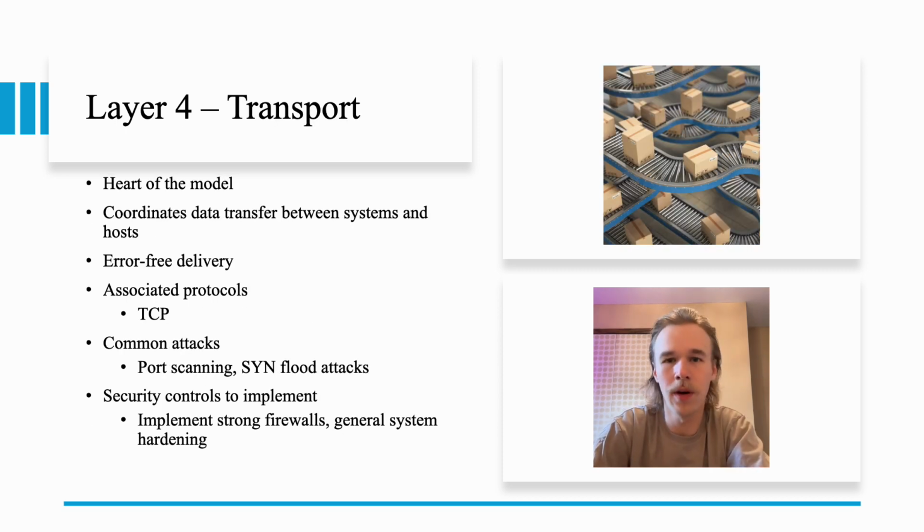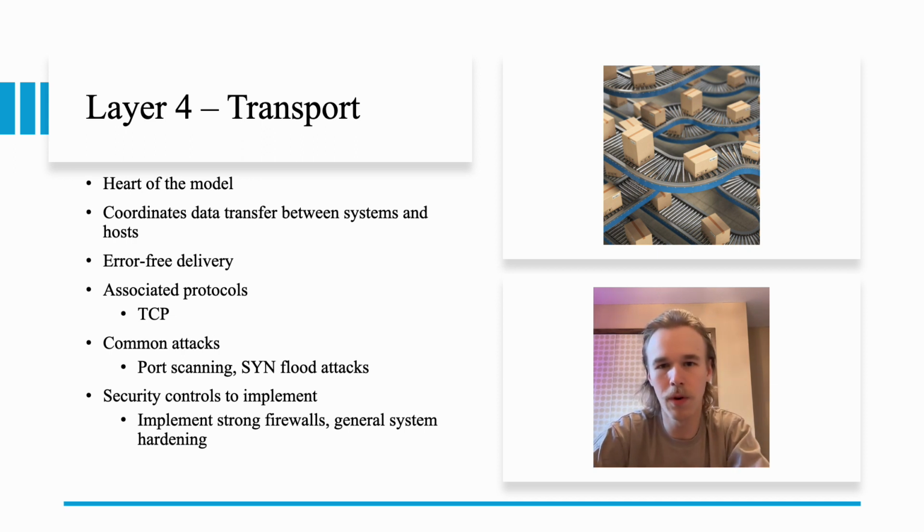Now, for the heart of the model, the transport layer. This layer coordinates the transfer of data between systems and hosts, defining data rates, destinations, and more. This layer builds upon the network layer but ensures data is delivered error-free and in sequence. You can control the reliability via flow control, error control, and segmentation, which also provides acknowledgement of successful data transmissions.